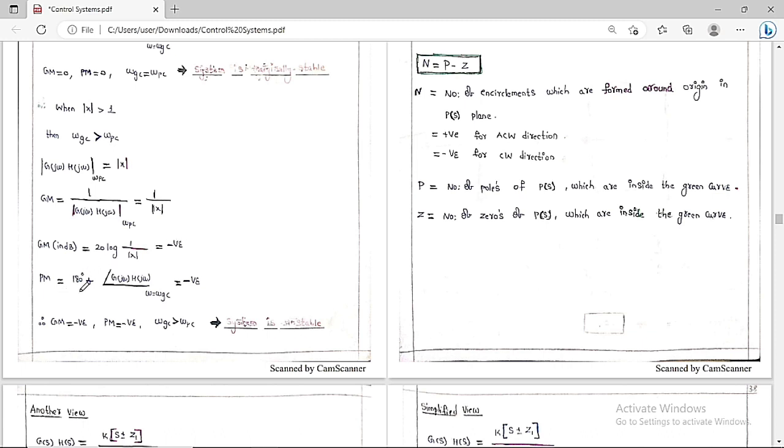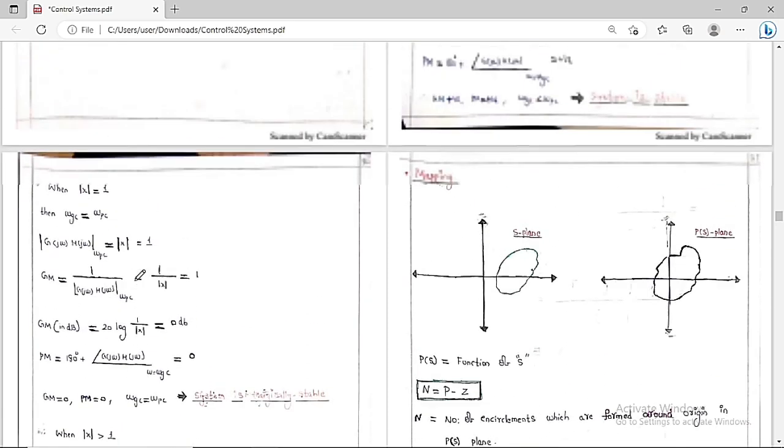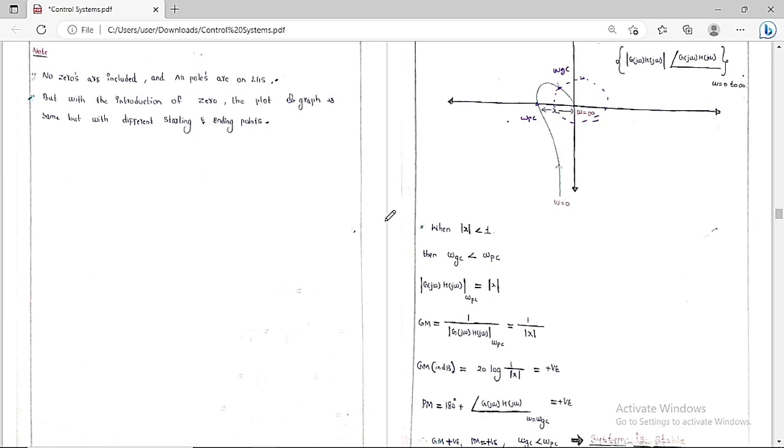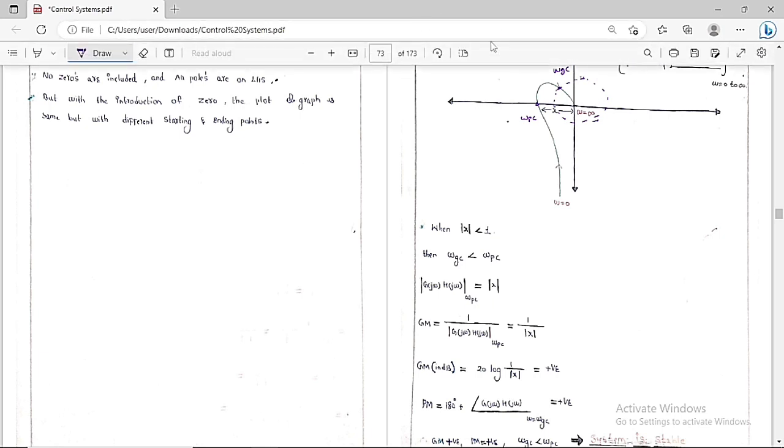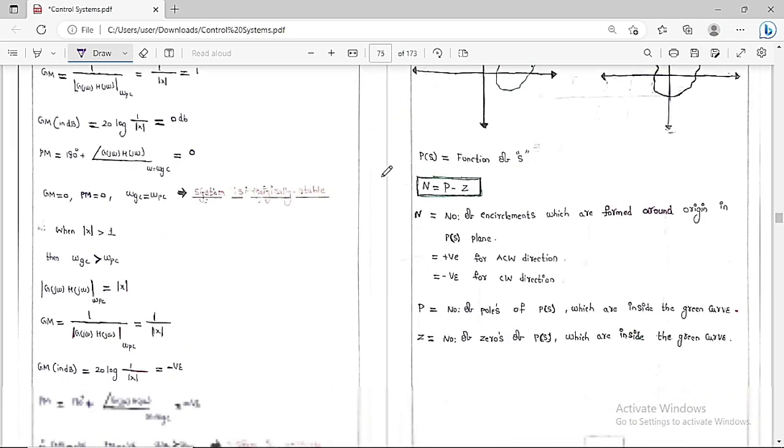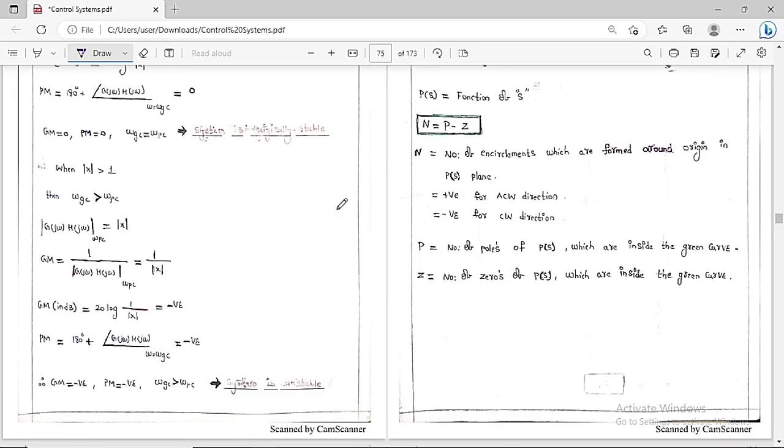And the phase margin is equal to 180 degrees plus the phase angle of G of H of S at omega GC. Now if you see clearly, what is the phase angle at omega GC? It is more than minus 180 degrees. Let me assume this point is minus 210. Then what is going to happen? Plus 180 minus 210 is negative, therefore we are going to get a negative angle.